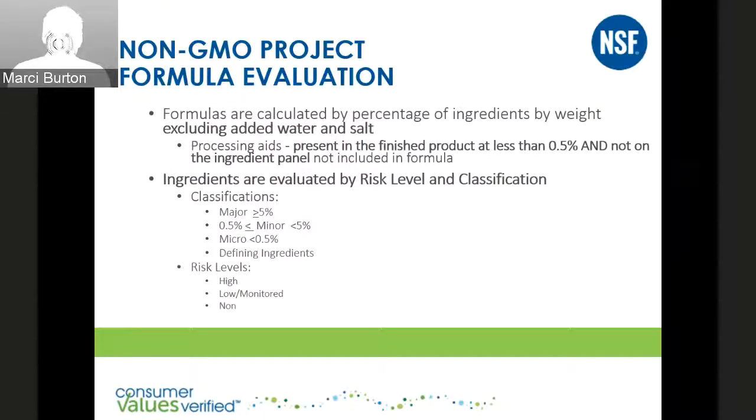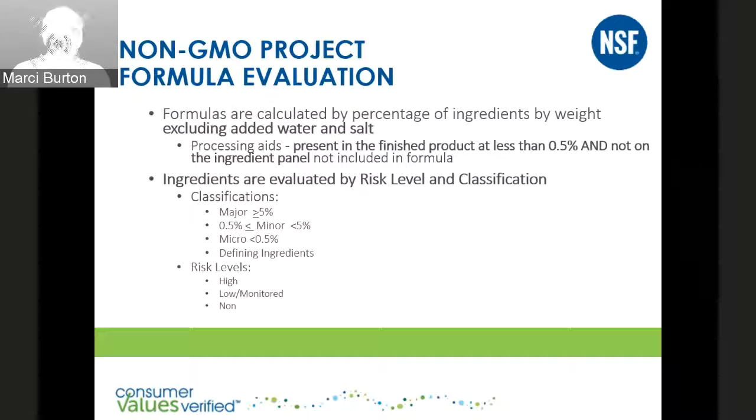The non-GMO project formula evaluation is based on the percentage of ingredients by weight, excluding added water and salt in the finished product. Processing aids are excluded from the formula calculations if the processing aid is less than 0.5% in the finished product and it's not listed on the ingredient panel. So if a processing aid is on the ingredient panel, then it does need to be included in the scope of review and the calculation.